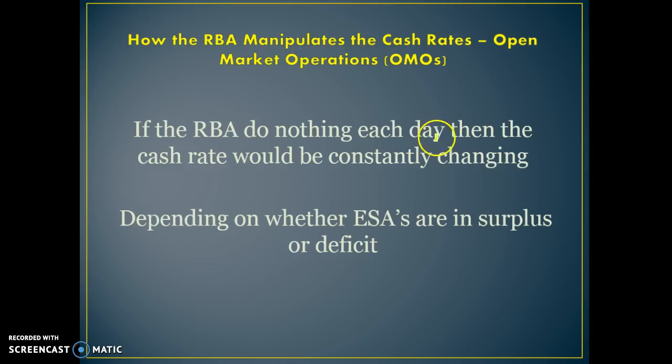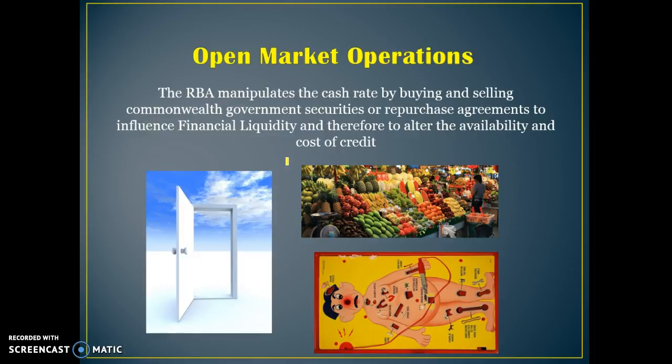So if the RBA do nothing each day, then the cash rate will be constantly changing depending on whether exchange settlement accounts have more or less liquidity. So what do they do every single day is they're involved in open market operations. And what that means is the RBA manipulate the cash rate by either buying or selling what we call Commonwealth government securities to influence the amount of liquidity banks have in their exchange settlement accounts. So by buying and selling securities, the RBA is able to influence the amount of cash that the banks hold in these exchange settlement accounts, and therefore that influences the cash rate and eventually the cost of credit through the flow-on effect to other interest rates in the economy.